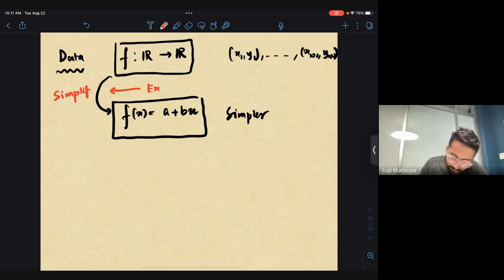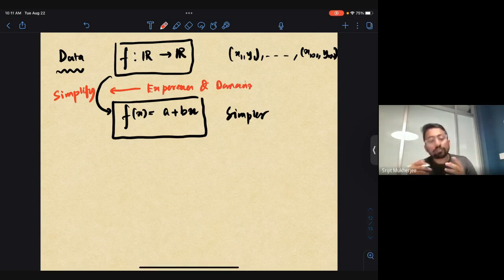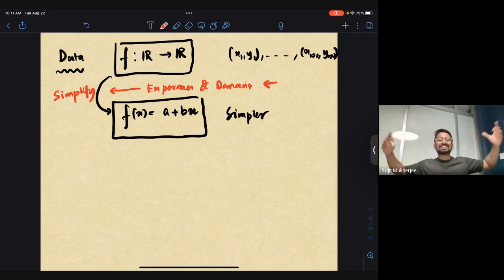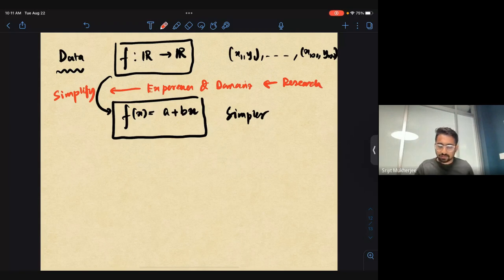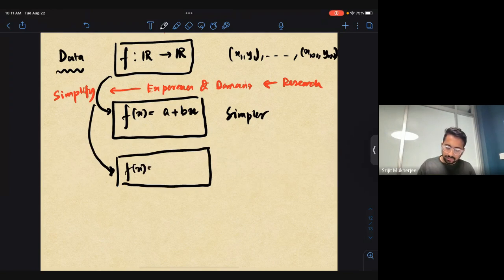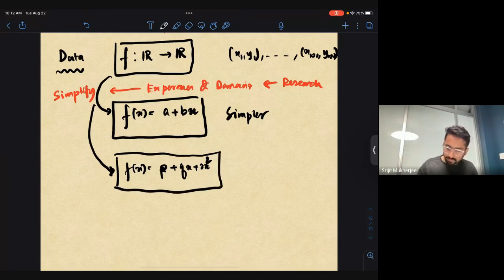Simplify. And research. Exactly, all the different kinds of research. For a decision tree, this function is different. For different problems, just like this, research has gone into it because different types of modeling have come up based on different applications, different data types, and different domains. So this is where the research has gone, and different types of models are there. Experience and domain knowledge. So we simplify. It can also be simplified like this. What if someone says that it's a quadratic function? Let's call it p plus qx plus rx squared. So this is linear. This is quadratic.